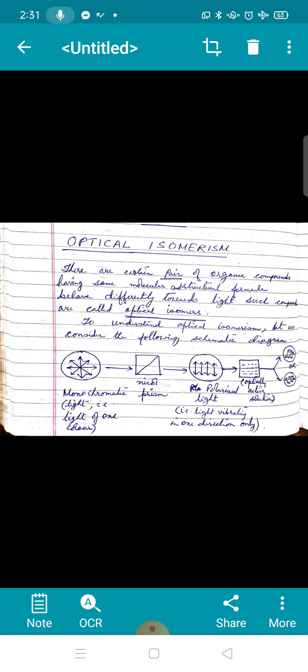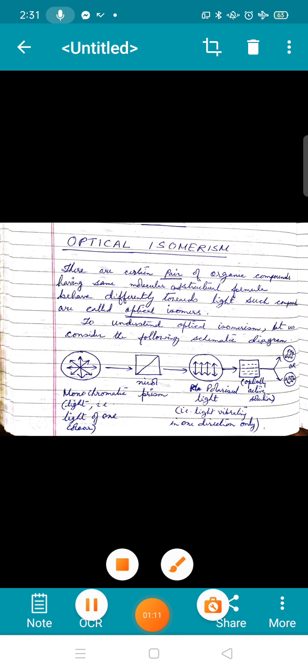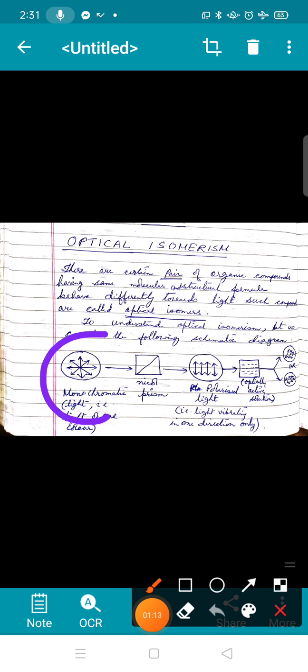So you see, here we have taken a source of light which is having one color. So we call it monochromatic light, that is light of single wavelength or light of single color. Now these arrows which are drawn inside the circle, it means that the light is vibrating in all directions.